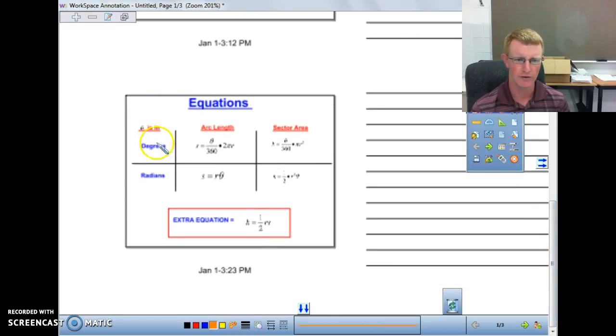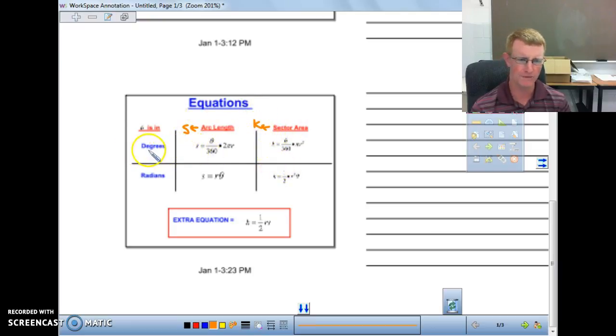So we have two different types, and again, on your paper it's probably a little bit easier to read than here. If theta is in degrees, we have an arc length that looks like this. Now notice, arc length is going to be represented by S. S equals on both of them. For sector area, for the area of it, that's going to be represented by K. The reason why we use K and not A is because A is usually used for the area of the full circle and things like that. If you used A, it wouldn't be the end of the world, but we use K in this instance.